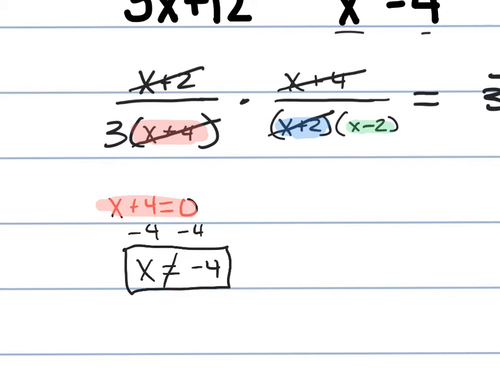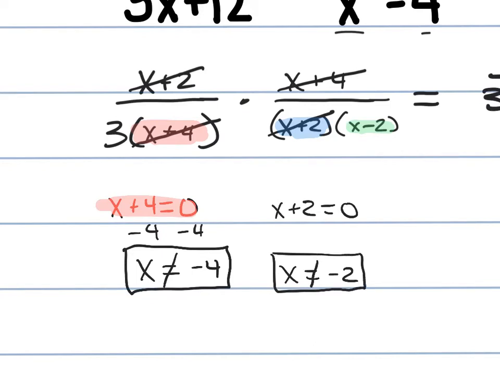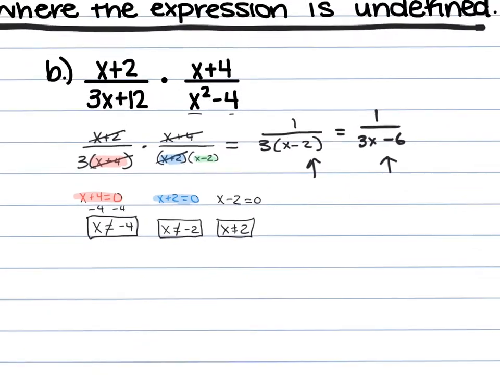Then we've got x plus 2 is equal to 0, which is going to give us x equals negative 2, which we're not allowed to have. That's the blue one. And then finally, x... These are all your answers, right? This is all part of the answer, yes. So x is equal to 2. We're not allowed to have that either. So our answer looks like this.